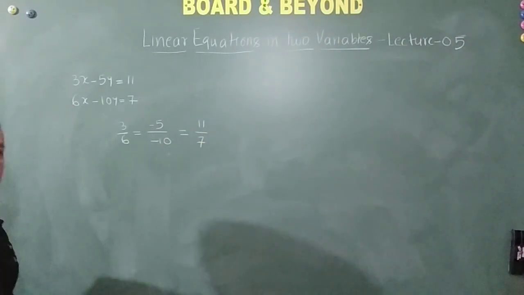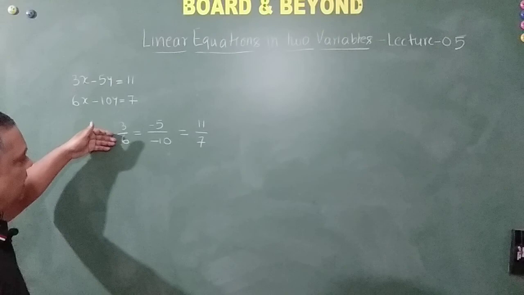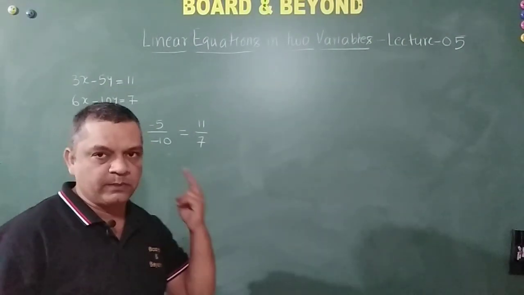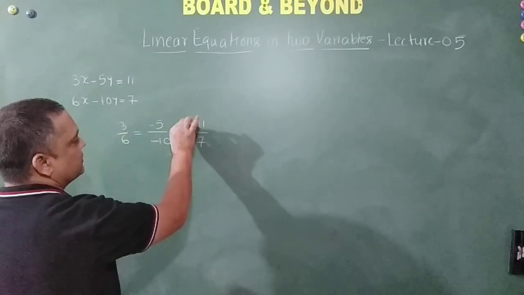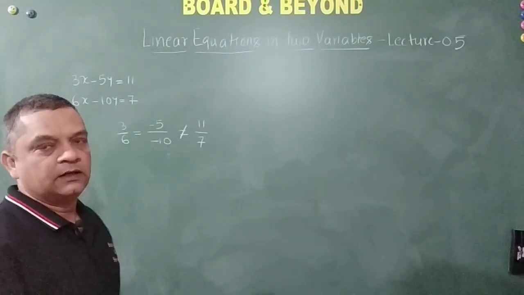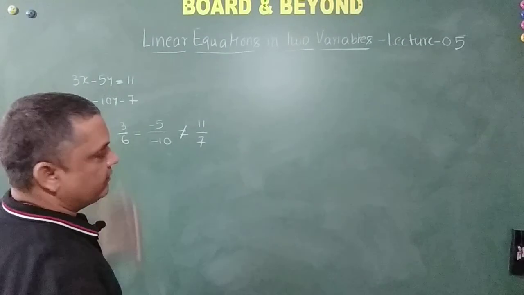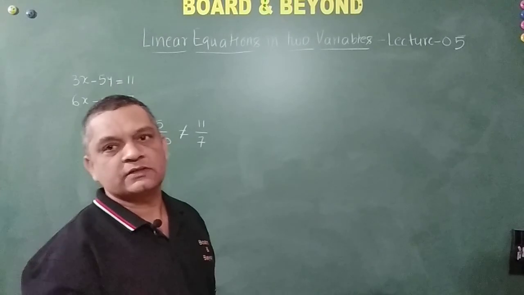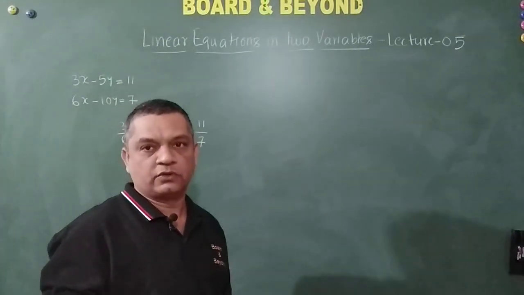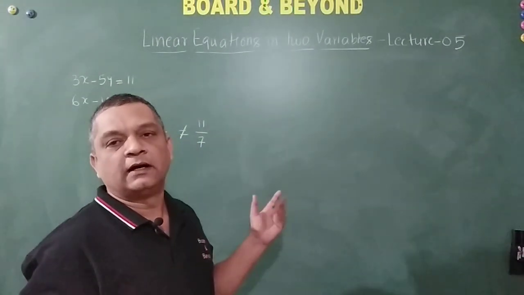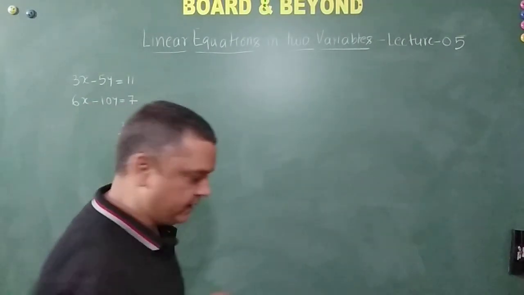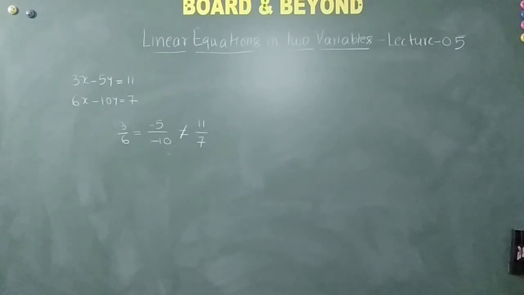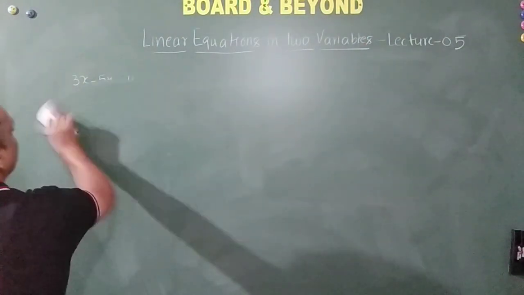What do we observe here, my friend? See, 3 by 6 is equal to minus 5 by minus 10. The value of both of them is half. Okay, but it's not equal to this. Okay, so this system will not have a unique solution, right? So that is what it was asked to find out, just to show that it is basically an inconsistent linear equation, right? So pretty simple, we have already done it. Coming on to the next one.